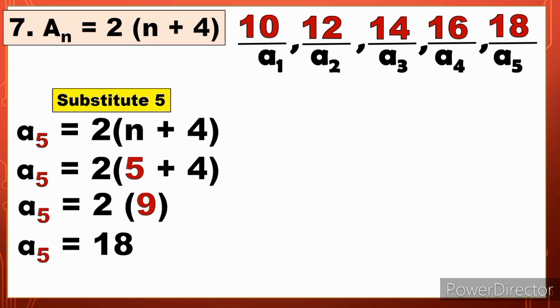So, ang first 5 terms ng general rule natin or ng equation na a sub n equals 2 times the quantity of n plus 4 ay 10, 12, 14, 16, 18.